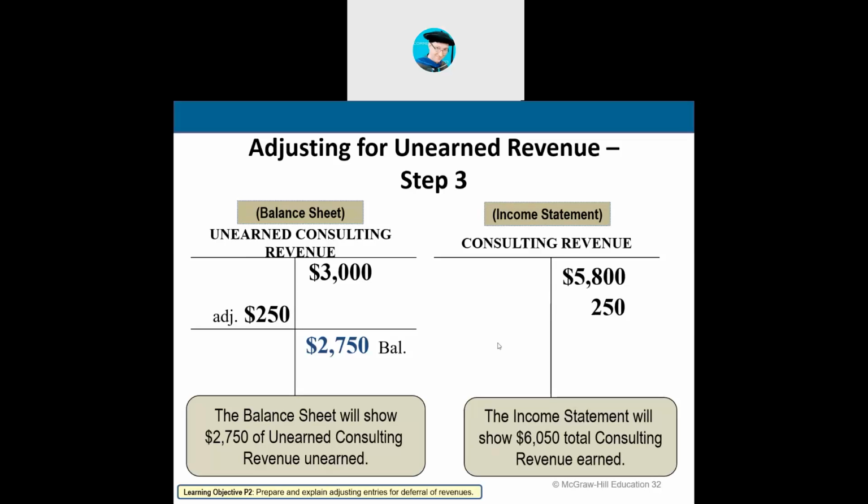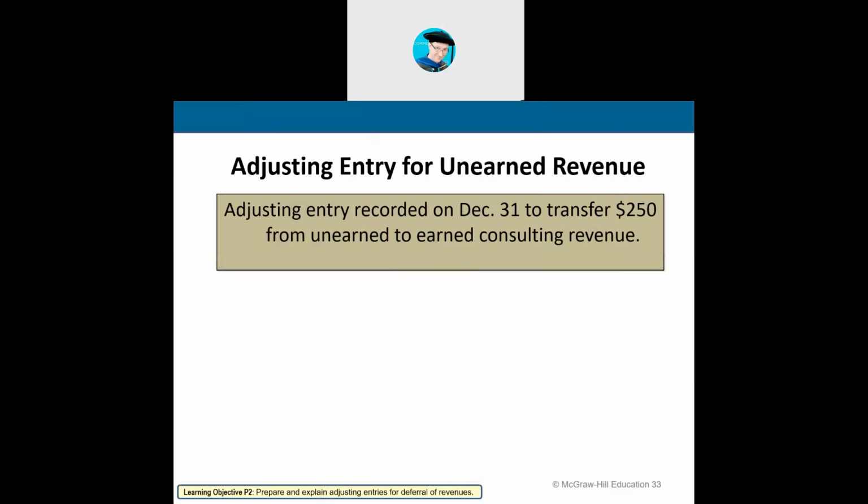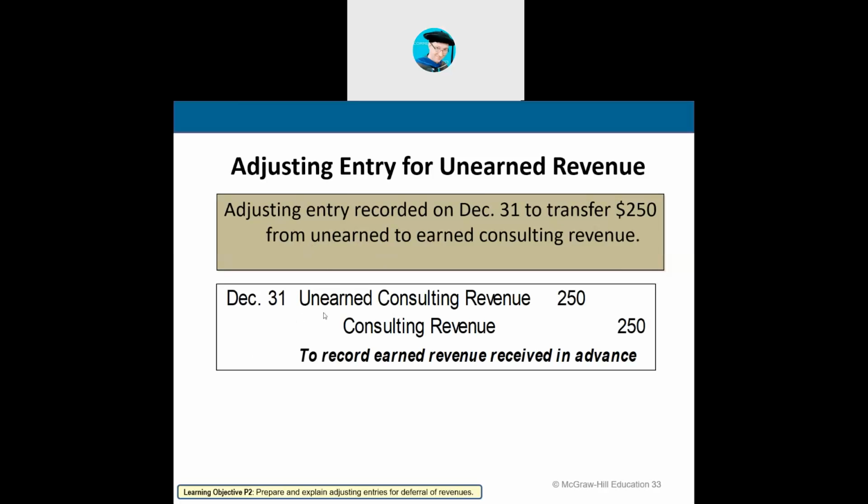And you do that with the performance of each service, right? It's the same exact process that we talked about with the lawn business. Okay, so let's take a look at that adjusting entry. So debit unearned revenue, credit revenue for the $250 that we earned.